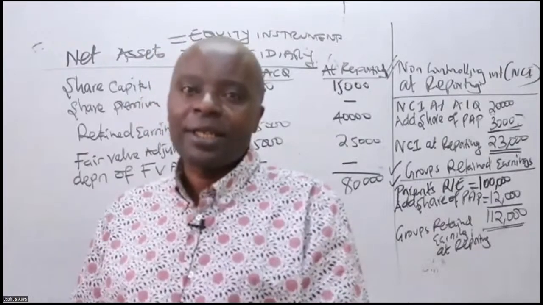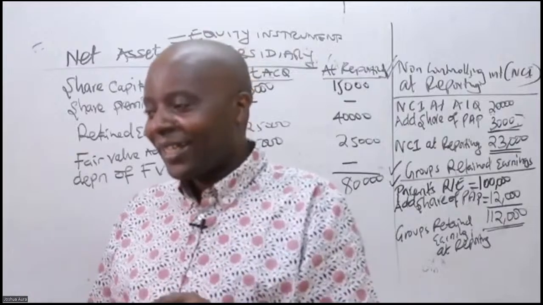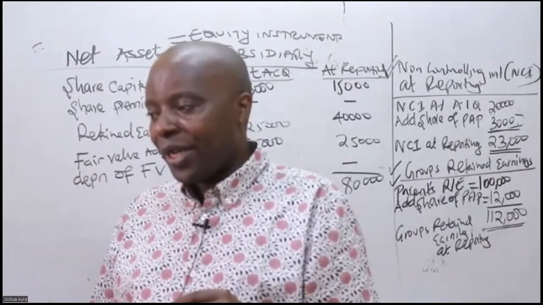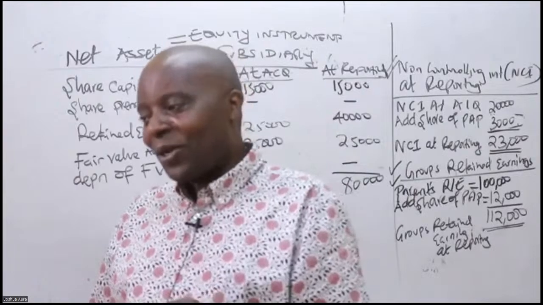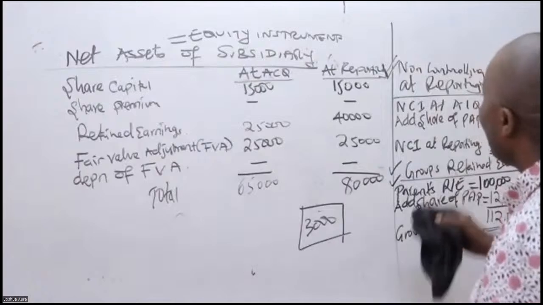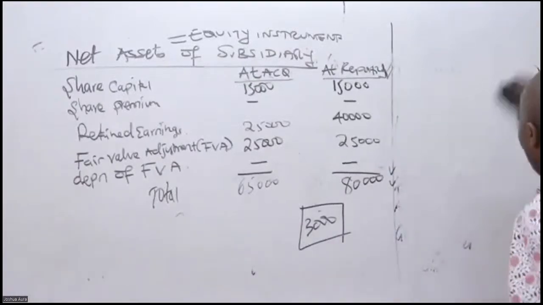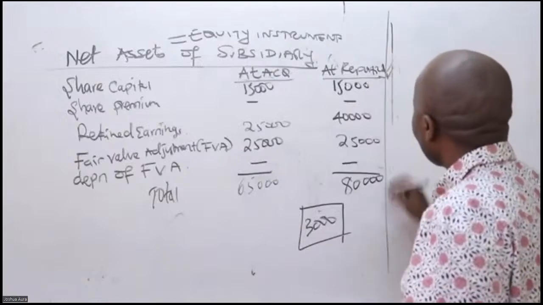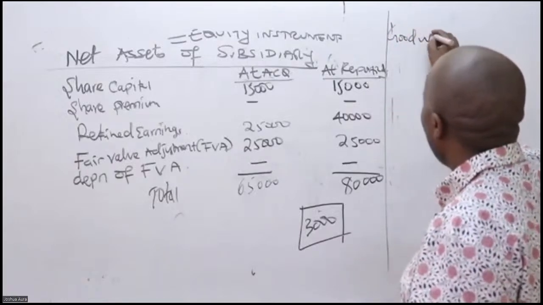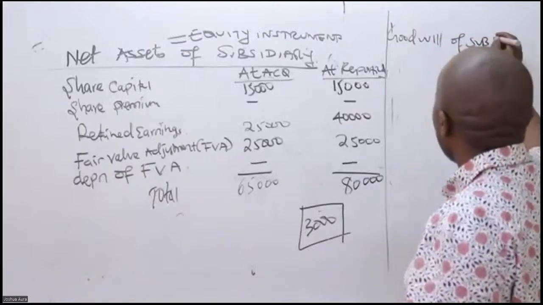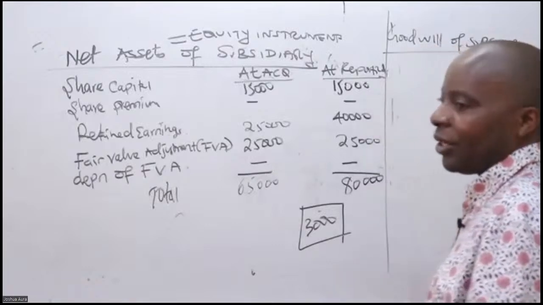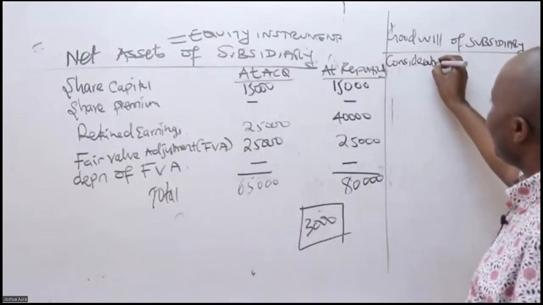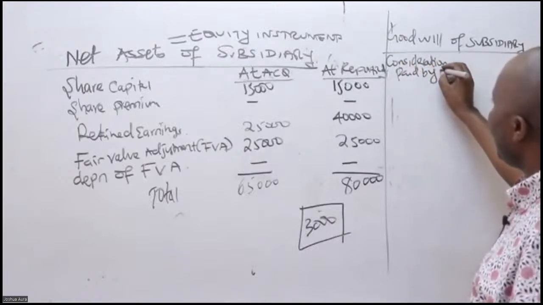But have we been able to type up to where we are? Okay, great. Now we do the last step, which is the goodwill calculation. Come and give us the last step before you consolidate. So calculate goodwill of subsidiary. For goodwill of subsidiary, you start with the consideration paid by the parent.